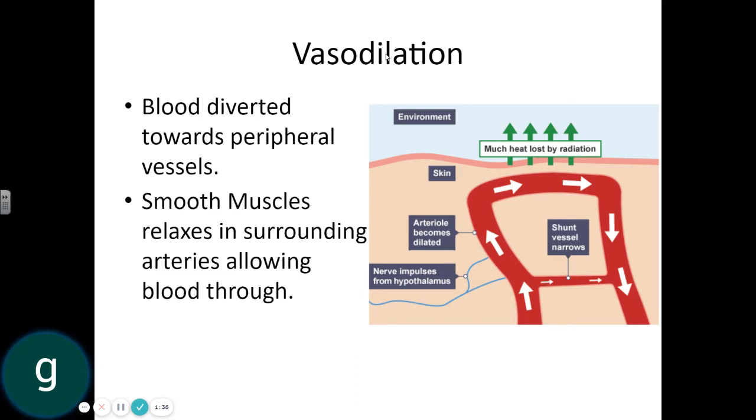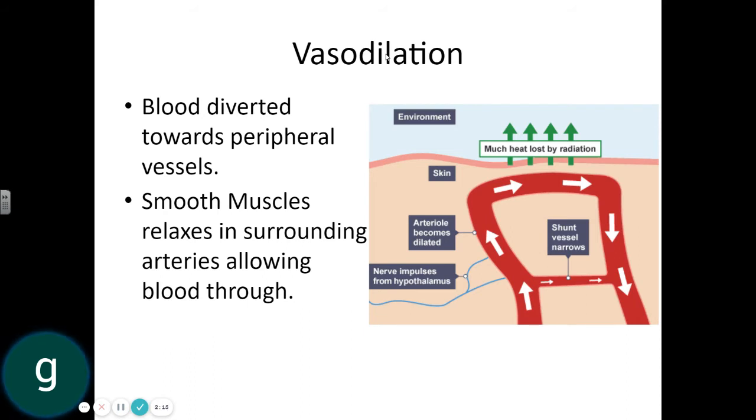Vasodilation: vaso meaning the blood vessels, and dilation meaning relaxation. So blood can be diverted towards what are called peripheral vessels. Think about the main vessels in our body: your aorta leaving the heart, your vena cava coming to the heart, your mesenteric arteries sending blood to your guts for digestive reasons, and your hepatic portal vein taking the blood from your organs back to other organs. These are very important proper vessels.